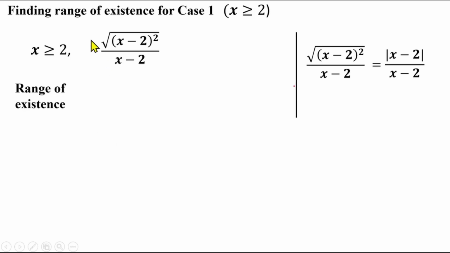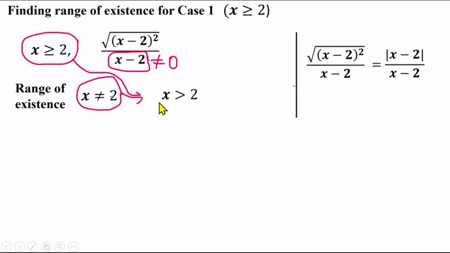How to find this range of existence? We look at our expression and we see that we have a denominator which cannot be equal to 0. So this inequality determines the range of existence of this expression. x minus 2 not equal to 0 means that x is not equal to 2. We combine this inequality and this inequality, and we have that x must be greater than 2. And this is the range of existence of our expression for case 1.